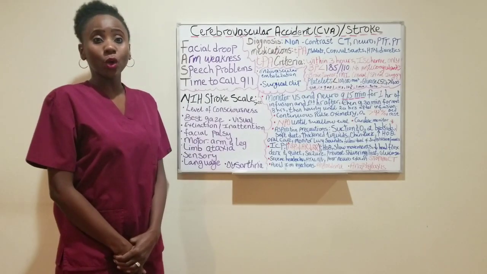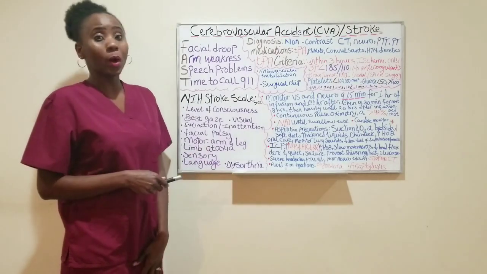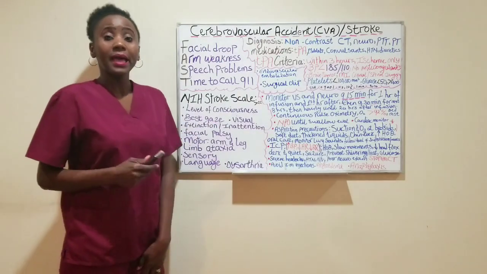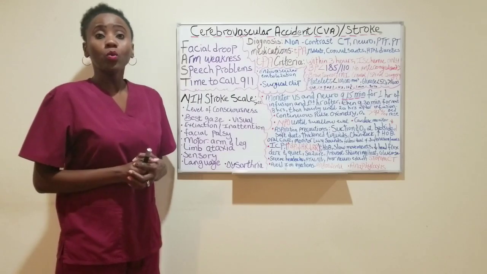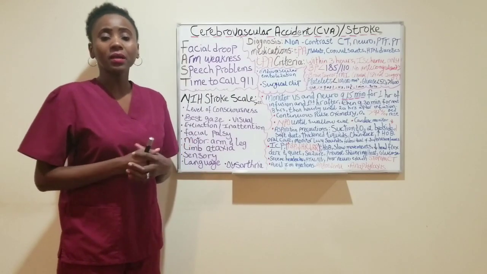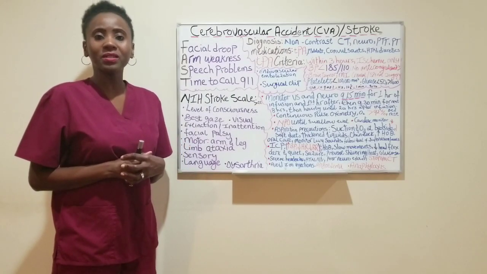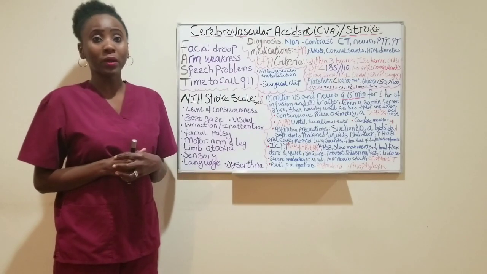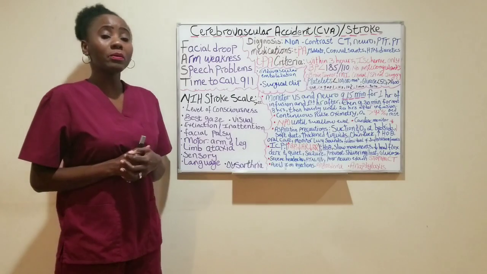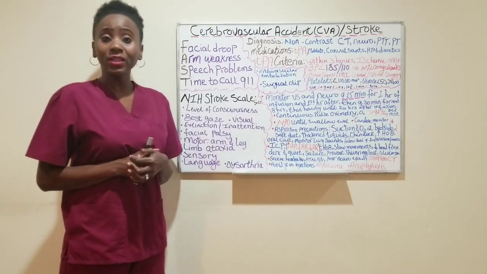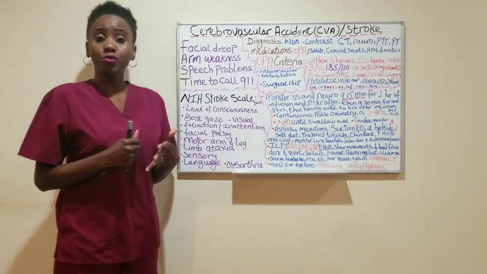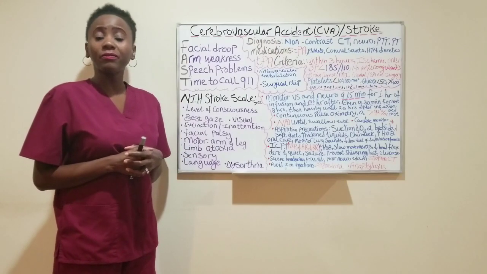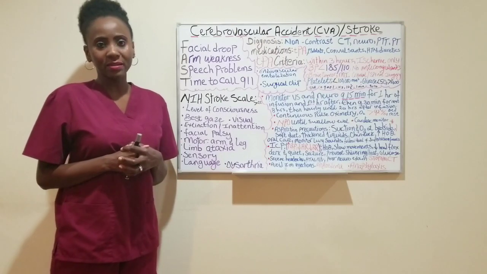Now in this video, we're going to be talking again about stroke or cerebrovascular accident. In our first video, we went over the definition, we looked at the causes and types, and we also looked at the clinical manifestations of stroke. And in this video, we're going to be focusing on nursing management for the patient with stroke in the acute phase, and that would be for the first 24 to 48 hours.